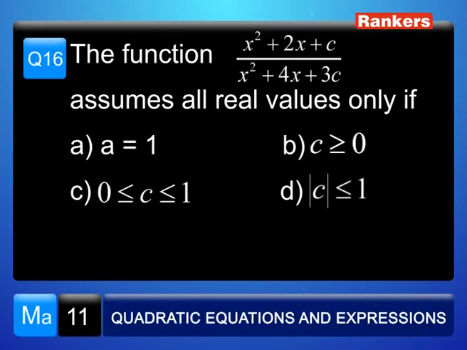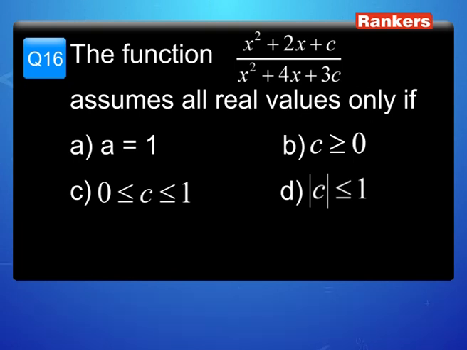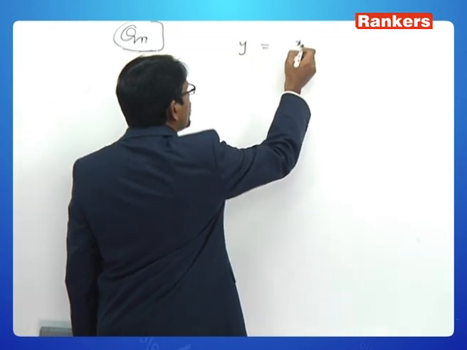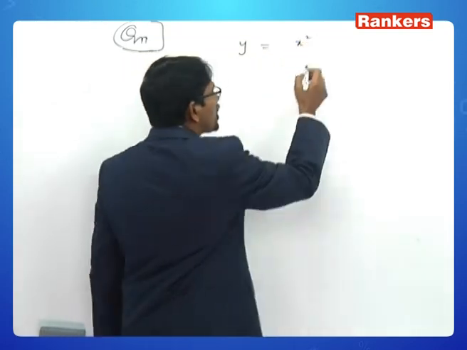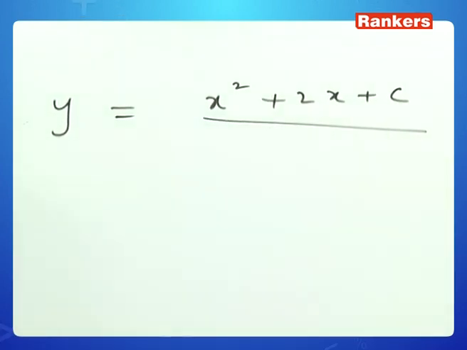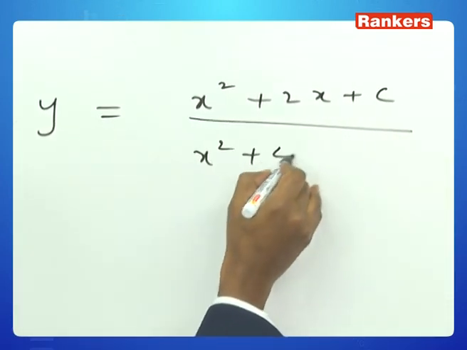Now the function x square plus 2x plus c by x square plus 4x plus 3c assumes all real values only if a is equal to 1, b, c greater than or equal to 0, c lying between 0 to 1, the fourth option being mod c less than or equal to 1. Now let's look at this. Let's write this as y equal to x square plus 2x plus c by x square plus 4x plus 3c.